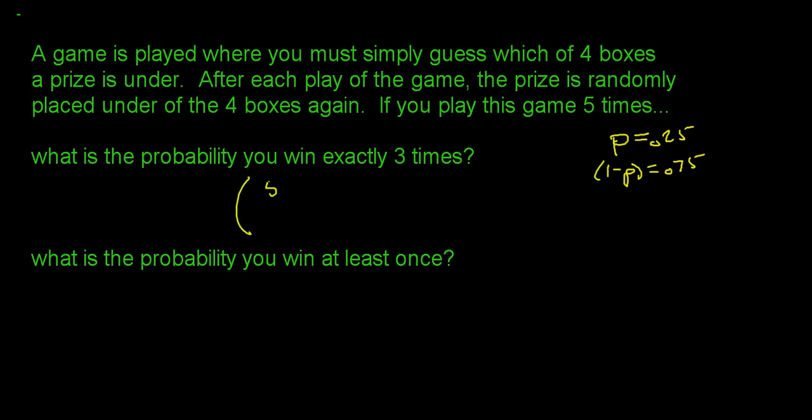Okay, so that would be 5 games. I want to win 3 times. Now, again, this first part right here represents that I don't care which 3 I win. I could win the first 3, I could win the last 3, I could win the first and then the middle 2. Who knows? So this is what I'm going to use my calculator for to figure out how many different ways you could choose 3 wins out of 5. But I do know that I need 3 wins. That would be 0.25 to the third because the probability of winning is 25%. And then I would also need 2 losses, 5 games, 3 wins, 2 losses.